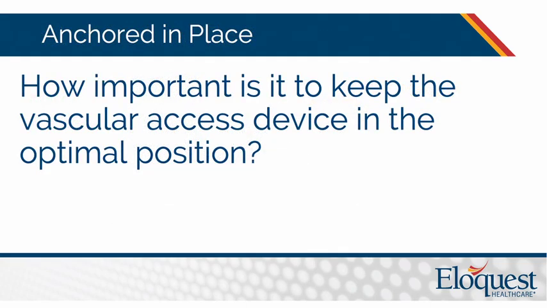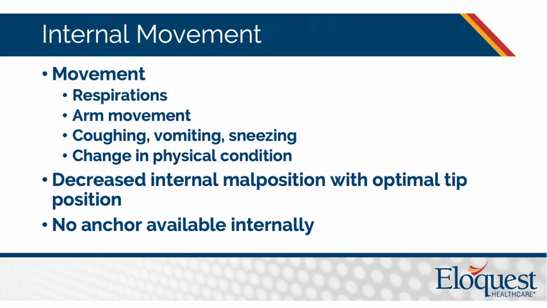All right, so anchoring it in place. How important is it to keep the vascular access device in the right place? Well, internal movement. So you've got this catheter in, it's beautiful, and hey Mickey, didn't you know that it moves all the time? If your patient's breathing, you hope. If their heart is beating, thank God. And maybe they're out doing activities of daily living, they're moving their arms, they're walking around. We cannot anchor it inside yet. But we can work on the external portion.